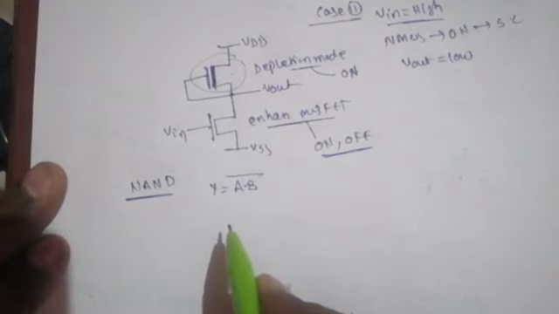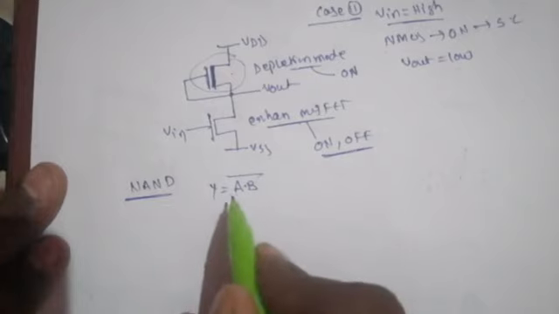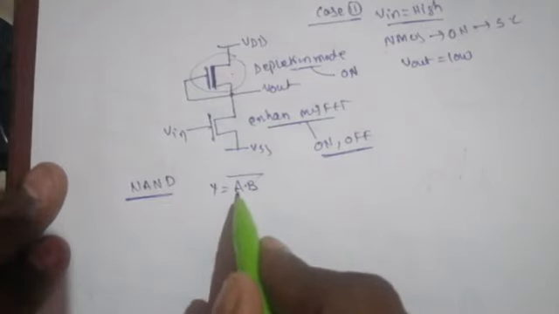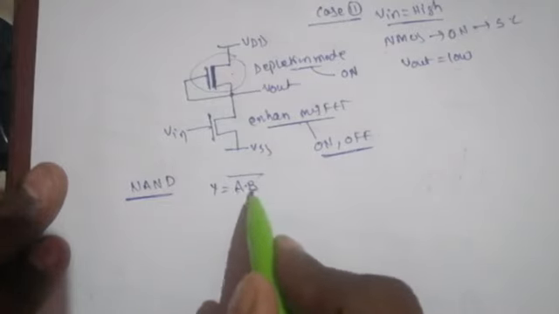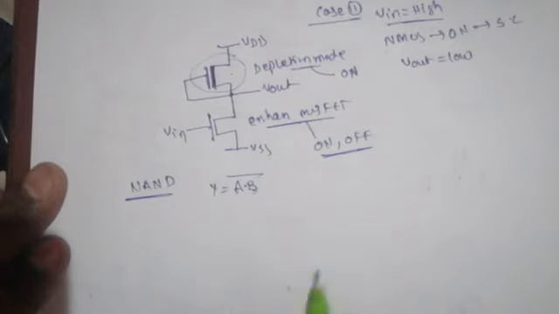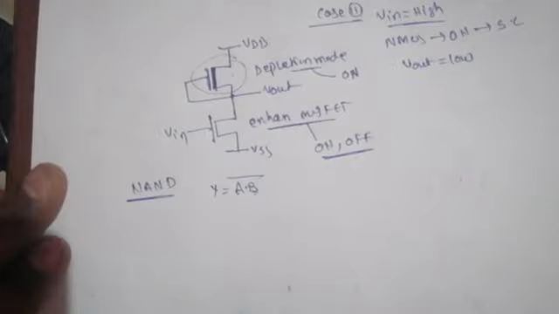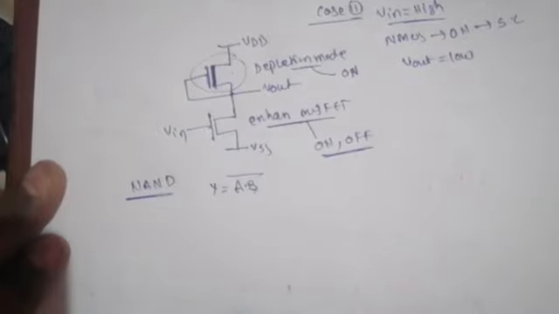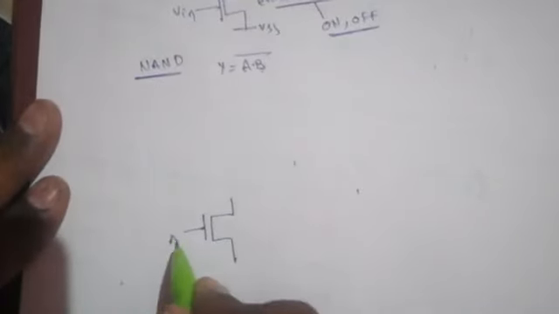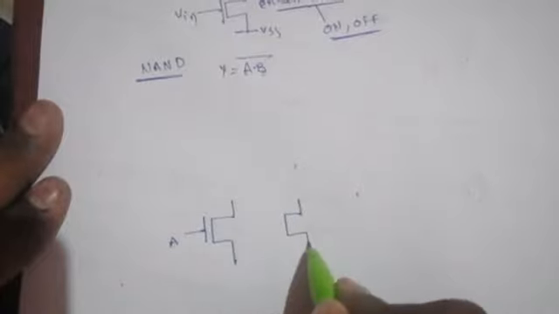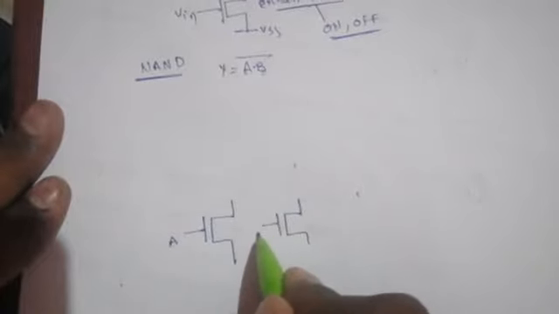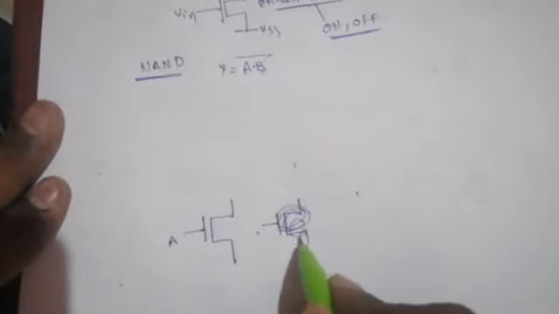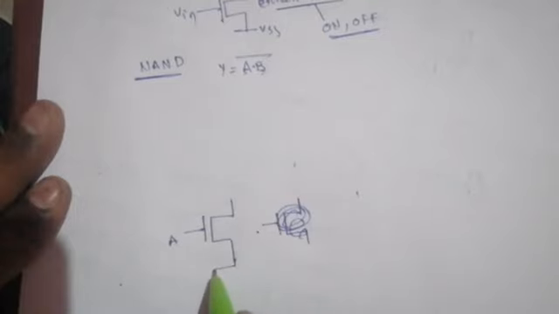PMOS, product terms, parallel connection. This is the NMOS with NMOS. This is the product term. How will we implement this one? In NMOS, product terms we have to connect in series. Series. So look, I am connecting in series. This is the A and this one is B. Sorry, we have to connect in series. So this one is connected in series. Product term in series.